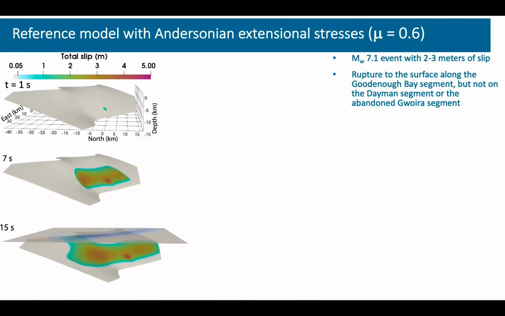I'll just walk through some of the results. This is for the reference model, which had Andersonian extension and the constant static friction. You can see that after 1 second, our nucleation procedure has stopped being applied and slip starts to propagate out from the nucleation patch. It propagates along the strike, and it also propagates up dip, but reaches a depth of about 6 kilometers where it stops propagating further up dip. And finally, at the end of the model at 15 seconds, we do see some slip near the surface. So rupture reaches the surface on the Goodenough segment over here.